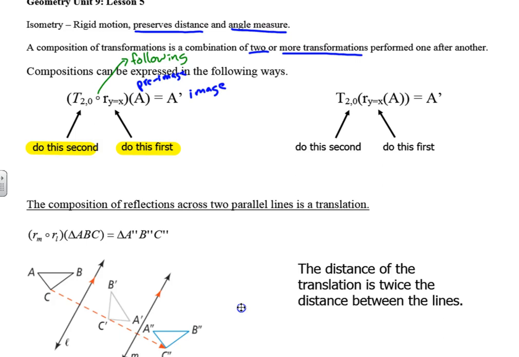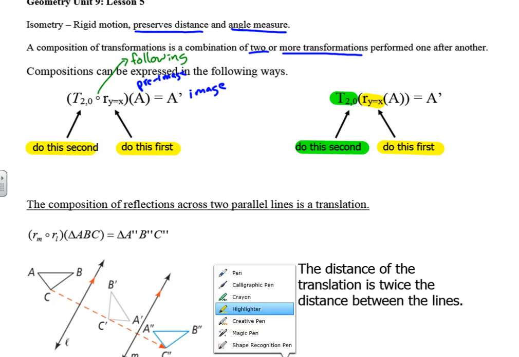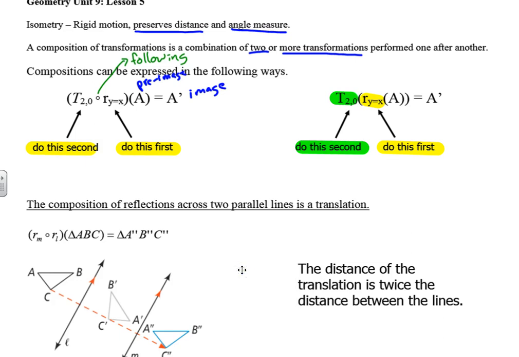So the other way we have it is with our function notation. And in this case, we're still going to do this one first. I probably should use a different color. And then we're going to do this one second. And again, this is always our pre-image, the point that we have here, and this is the image. This is along the lines of function notation.